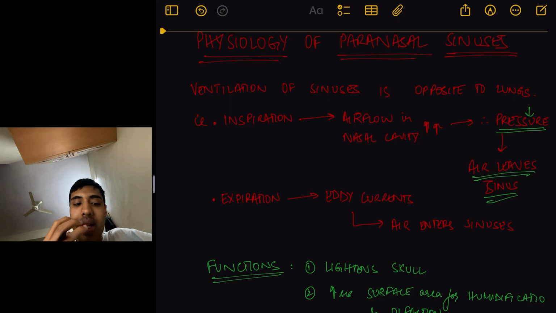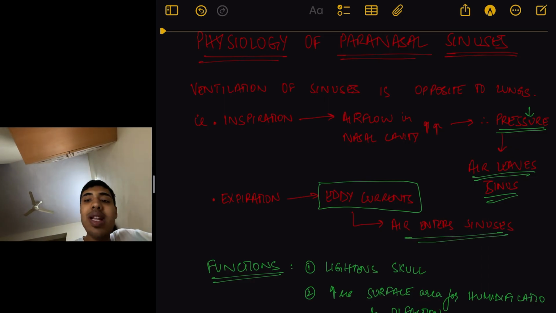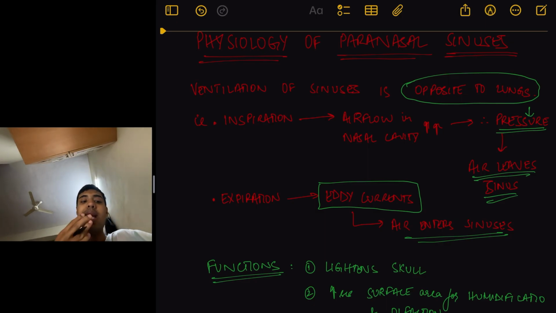Whereas during expiration, there is the formation of eddy currents, and these eddy currents ventilate the sinuses. So the ventilation of sinuses is opposite to that of lungs. When we inspire, lungs are ventilated, but sinuses are not ventilated. When we expire, sinuses are ventilated because of the eddy currents. So this is about ventilation.